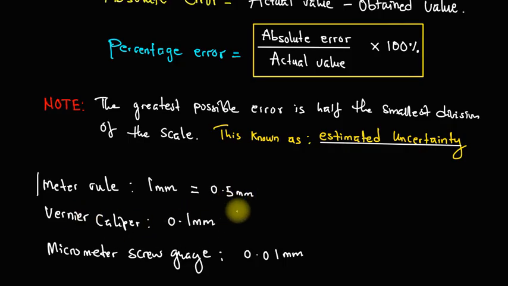Now for a vernier caliper, we do the same thing. We take half the smallest division, so half of the accuracy of a vernier caliper is also going to give us its estimated uncertainty. So it's 0.05 millimeter, and for micrometer screw gauge, estimated uncertainty is going to be 0.005 millimeter. That's how accurate these measuring devices are, with micrometer screw gauge being the most accurate. You can see how small the error is, the greatest possible error.